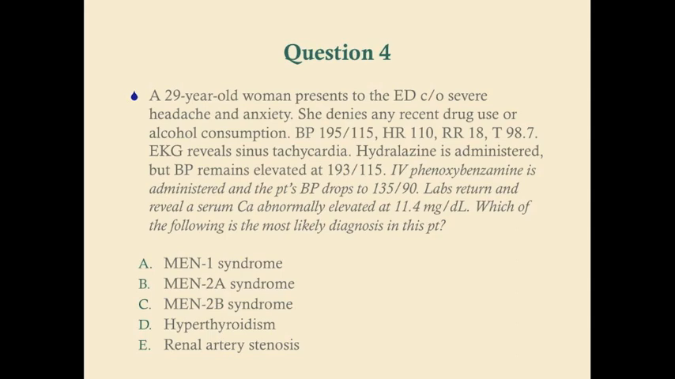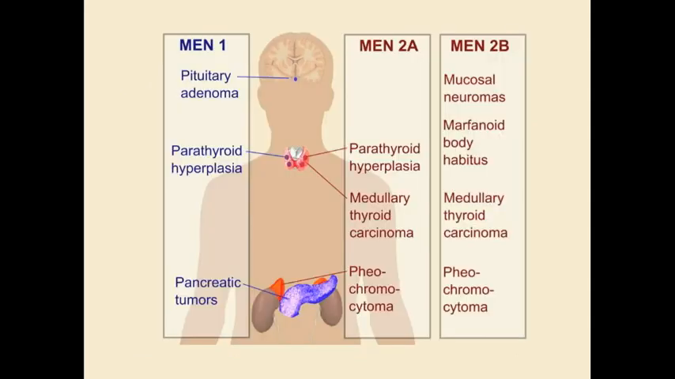And the answer here is B. MEN2A syndrome. So you should memorize these. A lot of the USMLE loves to give these questions out, and really, if you just memorize them, you'll get the question right because they're really just trivia questions. So remember, with MEN1 syndrome, you've got the 3 Ps: pituitary, parathyroid, and pancreatic.